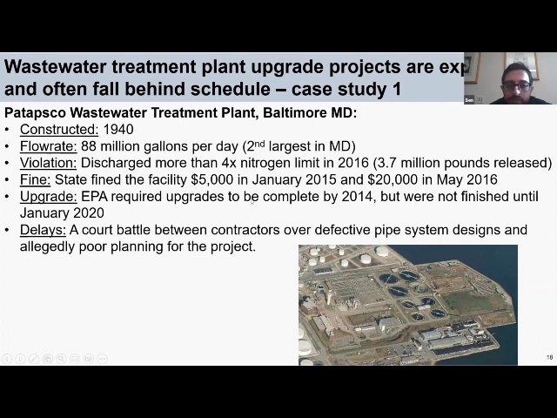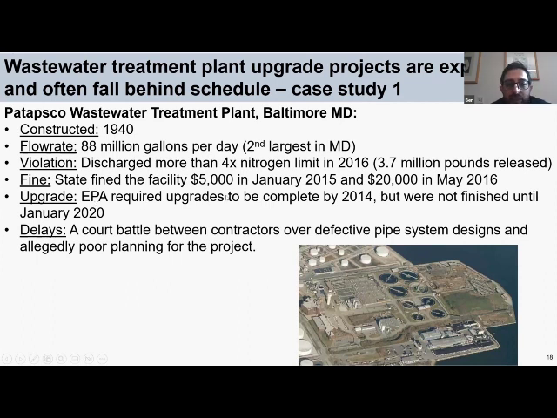So, these fines, $5,000 and $20,000, don't seem very extensive to me. I know that these facilities aren't swimming in money, so it probably was a pretty big hit to their budget. But I don't know how much incentive this makes for $1 million upgrades if you're only getting fined $5,000.